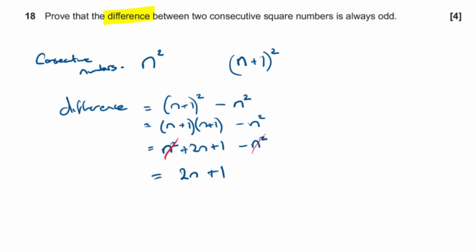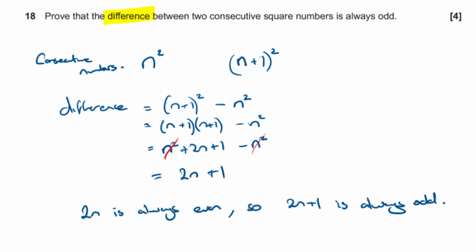So if you think about it, if you pick a number and you times it by 2, 2n is always an even number, isn't it? So then if you add 1 to it, you're going to get an odd number. So I'm going to say 2n is always even. So 2n plus 1 is always odd. Okay, that's it. All done.